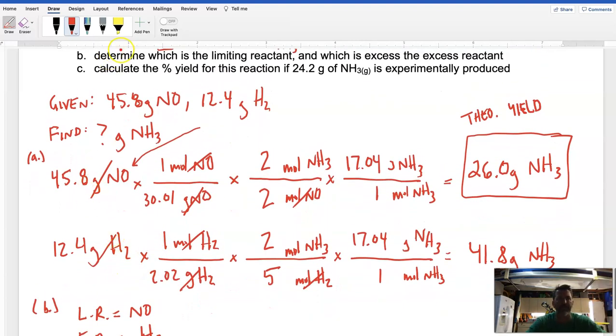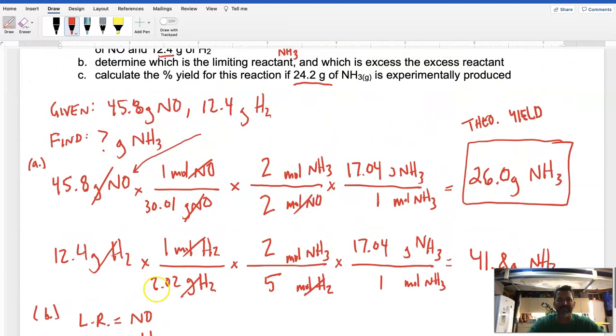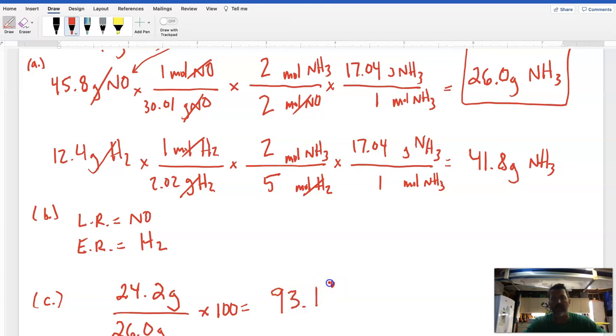Okay, the last one says calculate the percent yield for the reaction. Again, they're giving me the actual value, which is 24.2 grams of NH3. So 24.2 grams was my actual value. My theoretical, which is what I calculated, is 26.0 grams. I multiply this by 100, and I get 93.1% yield, which is very good. Percent yield. There we go.